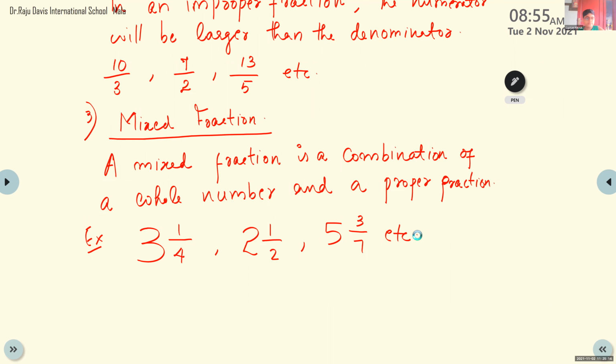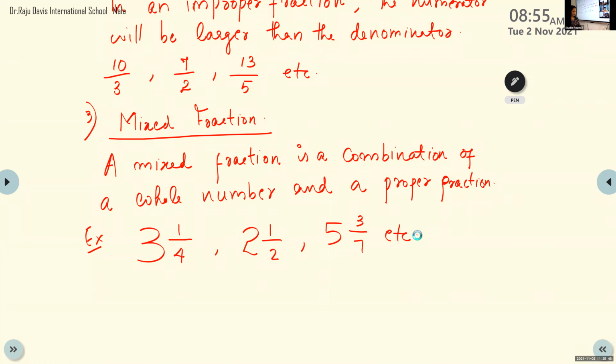While saying the mixed fraction, we have to say 2 and 1/2, 3 and 1/2. Yes, so it is a mixed fraction.